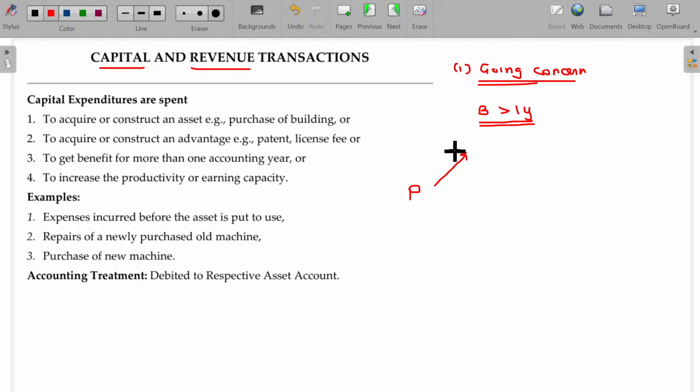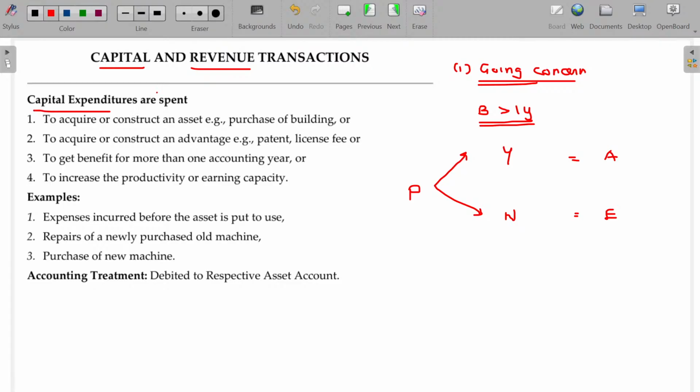Another one is, does any payment give the benefit for more than 1 year? Yes sir, then it is an asset. No sir, the benefit is enjoyed within 1 year, then it is an expense. Very simple. Very simple.